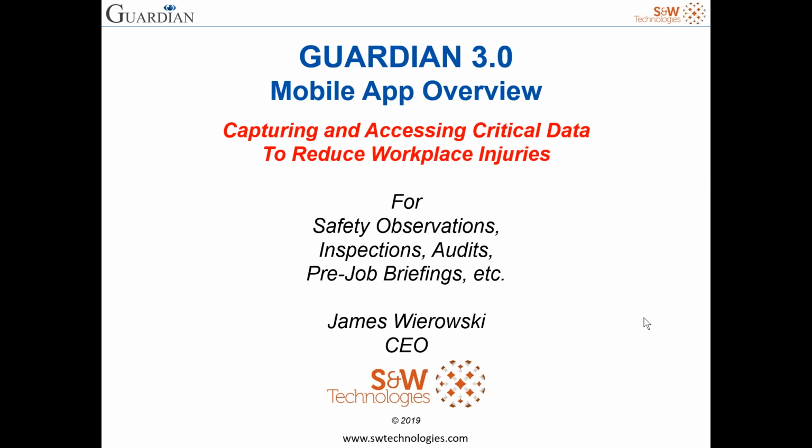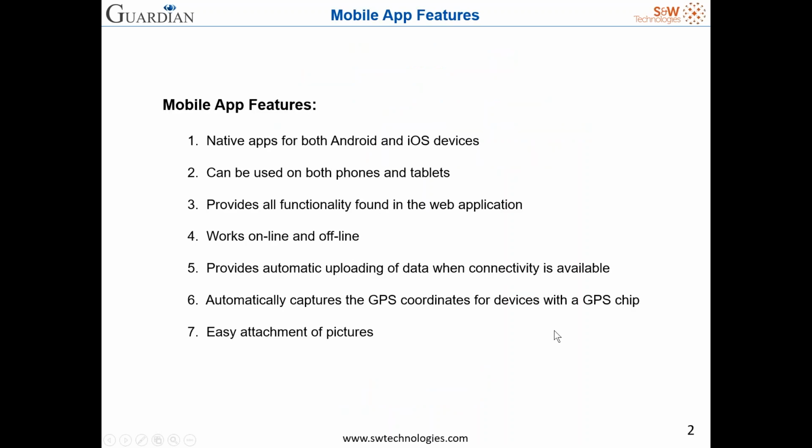This system can be used for safety observations, inspections, audits, pre-job briefings, etc. Our mobile app is native for both Android and iOS devices. It can be used on both phones and tablets, provides all functionality found in the web application, works online and offline, provides automatic uploading of data when connectivity is available, automatically captures the GPS coordinates for devices with a GPS chip, and allows for easy attachment of pictures.